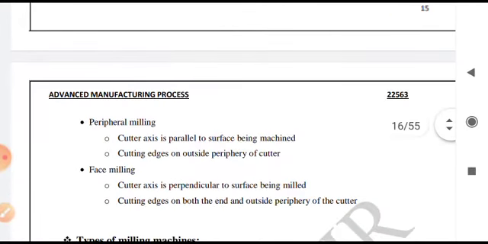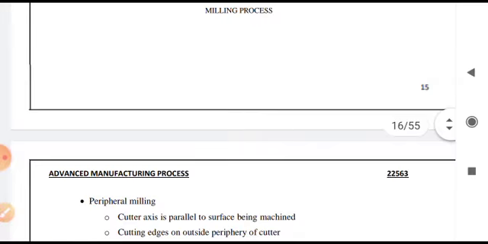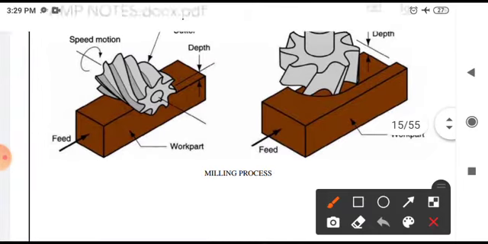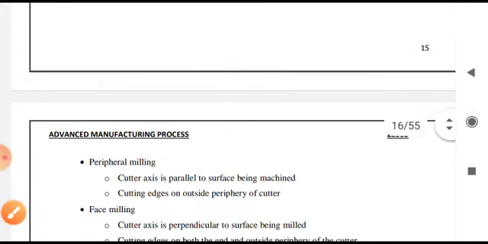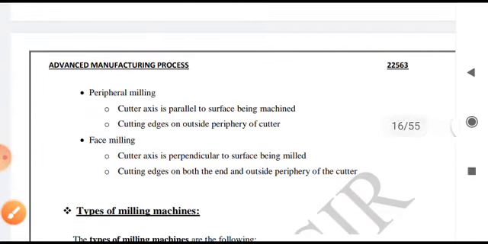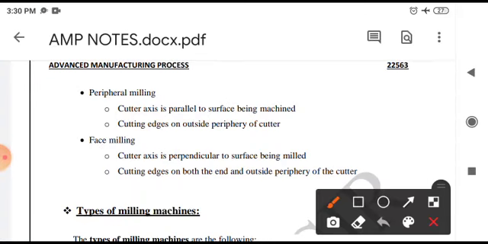The cutting edges are on the outside periphery. That means the tool will move in this way, and we have to machine its periphery. Then face milling: the cutter axis is perpendicular to the surface being milled, with cutting edges on both the end and the outside periphery of the cutter.